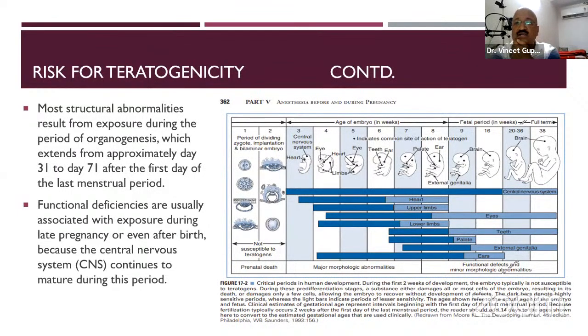But the important point is the brain. You can see the brain is affected even once the fetus is full term. So we have to be very careful about all those things. Most structural abnormalities result from exposure during the period of organogenesis, which extends from approximately day 31 to 37. That means almost 9 to 10 weeks. That is the most susceptible period for teratogenicity. Functional deficiencies are usually associated with exposure during late pregnancy or even after birth, because the central nervous system continues to mature during this period.